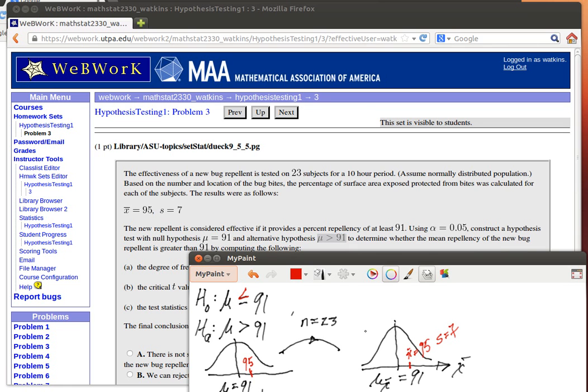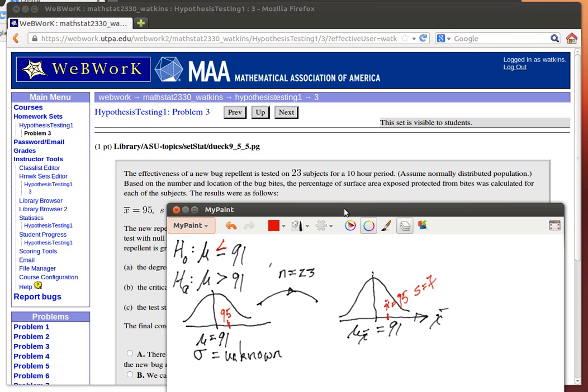So, if the null hypothesis is true, then the mean of the population is 91, and the standard deviation is unknown. If we had known that, we would have been able to say the standard deviation of the sample means would have been equal to the standard deviation of the population divided by the square root of 23. Unfortunately, we don't know what this standard deviation of the population is, so we're going to have to approximate this by using the standard deviation of the sample as our best evidence there, divided by the square root of 23.